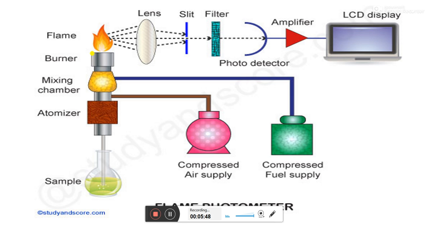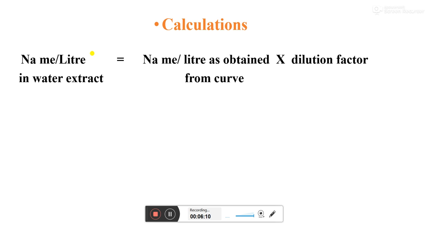So when the sample comes in contact with the flame, the atoms go to their excited state, that means a higher state, and then they emit some radiation. That radiation is filtered through this filter and then amplified, and the result is shown on this LCD display. For the calculation, sodium milliequivalent per liter in water extract is equal to sodium milliequivalent per liter as obtained from the curve into the dilution factor.